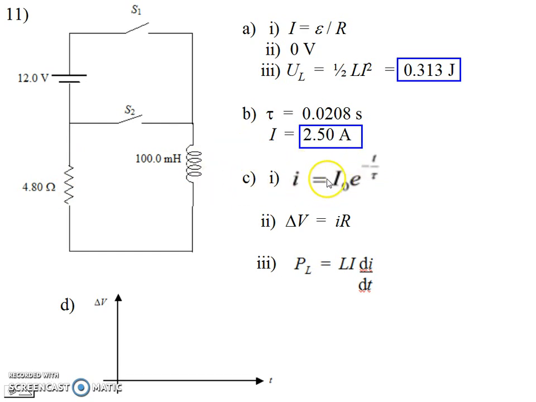Part C is just an application of this equation with the current that's decreasing. This is just the voltage across the resistor, nothing fancy. This is just an application of the power dissipated by the inductor.